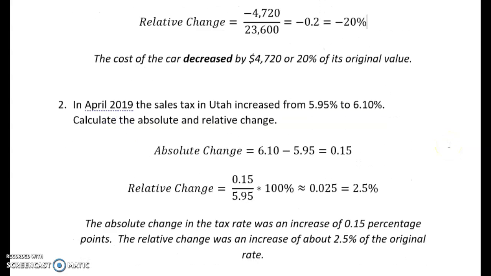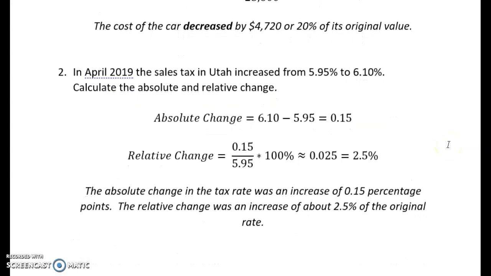Right, so for the second example, we're looking at a change in sales tax. In April 2019, the sales tax in Utah increased from 5.95% to 6.10%. I'm going to calculate the absolute and relative change. So now here, even though the values that we are comparing are percentages themselves, we can still find the absolute and relative change in the same way.